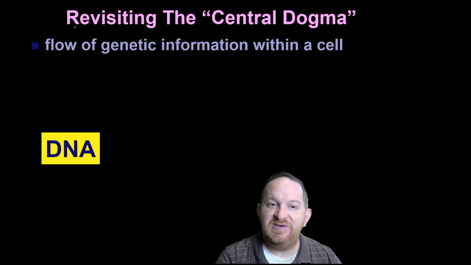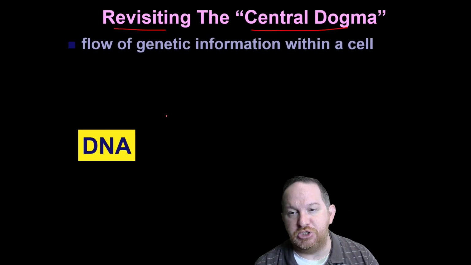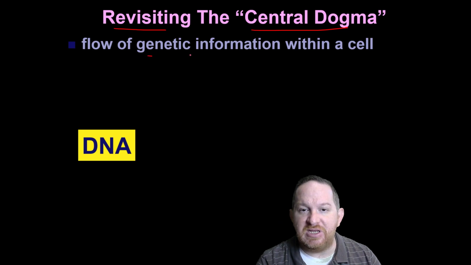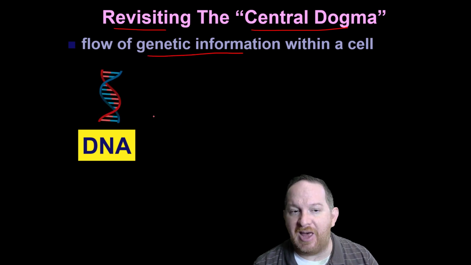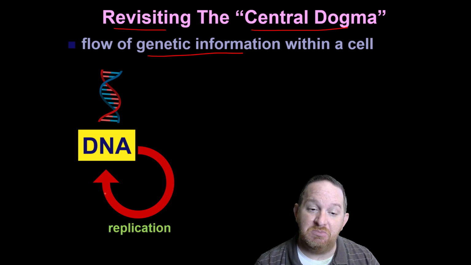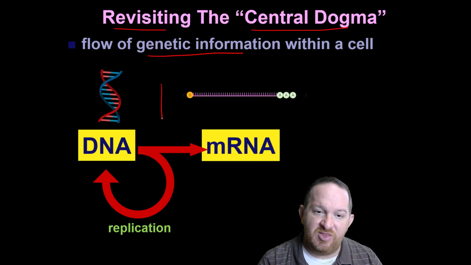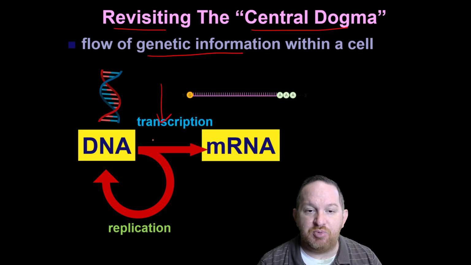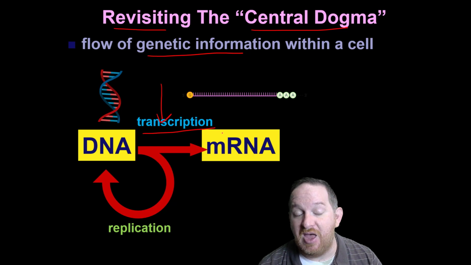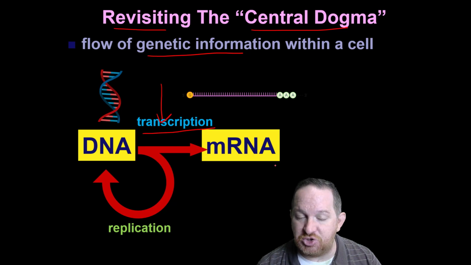So let's revisit this idea of the central dogma of molecular biology. This is the flow of genetic information within a cell. And in the last video, we talked a lot about this process here, how DNA makes more DNA. That process is called replication. Well, in this video, we're going to focus on this step here, the process of transcription. That is when DNA is used to transcribe into messenger RNA.